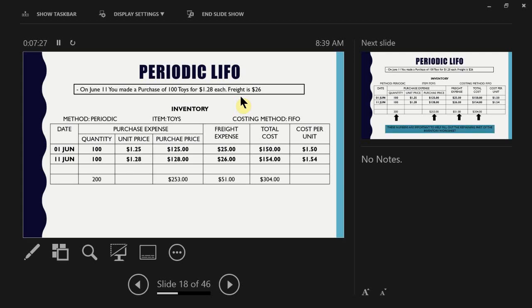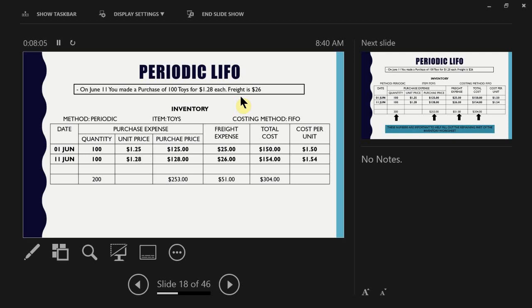So the first column that we're going to look at is how much total quantity we have, for a total of 200. We also total up the amount of purchase price or purchase expense. So in this case, 125 plus 128 gives you a grand total of 153. And then, of course, we total up our total freight expense to give us a total of $51 in freight. And then lastly, our total cost, which here we just add the whole column up, and you should get 304.